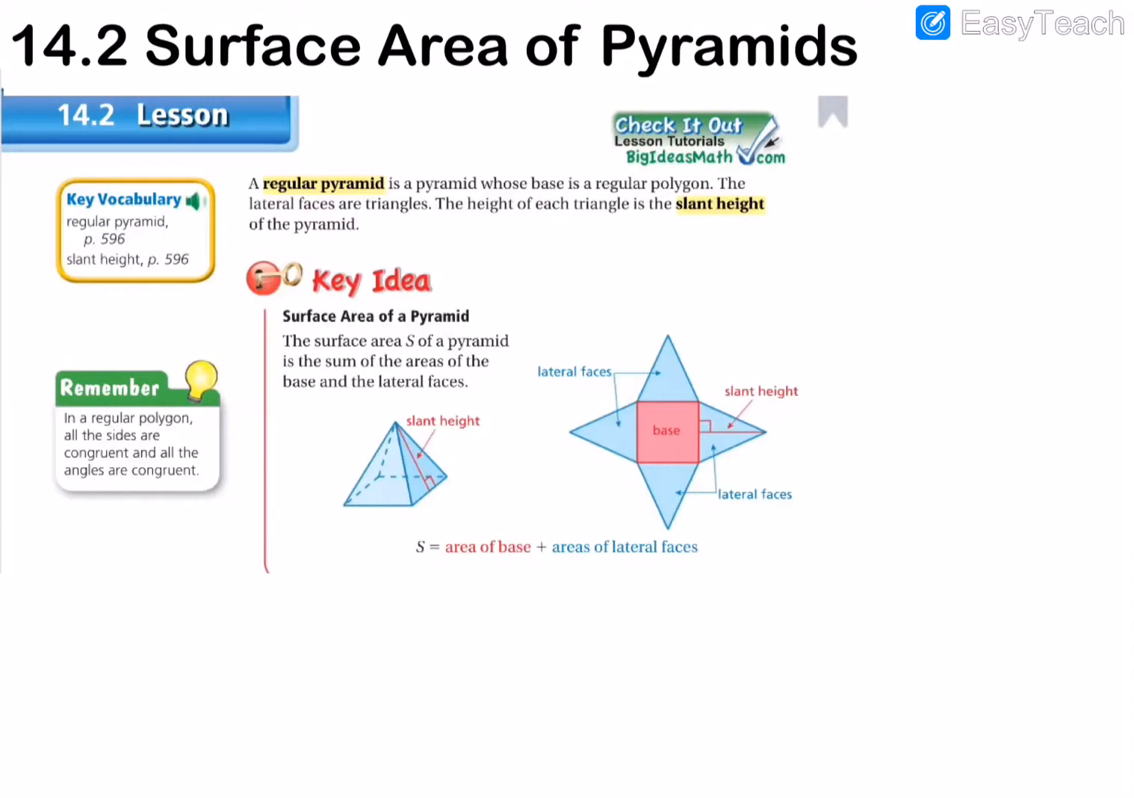Alright, so the surface area of a pyramid is the area of your base plus the area of your lateral faces. Just like the prism, you're going to have to find the area of each face. But just remember, for pyramids, there's only going to be one base. And depending on the shape of that base, it's going to determine how many triangle lateral faces you have.